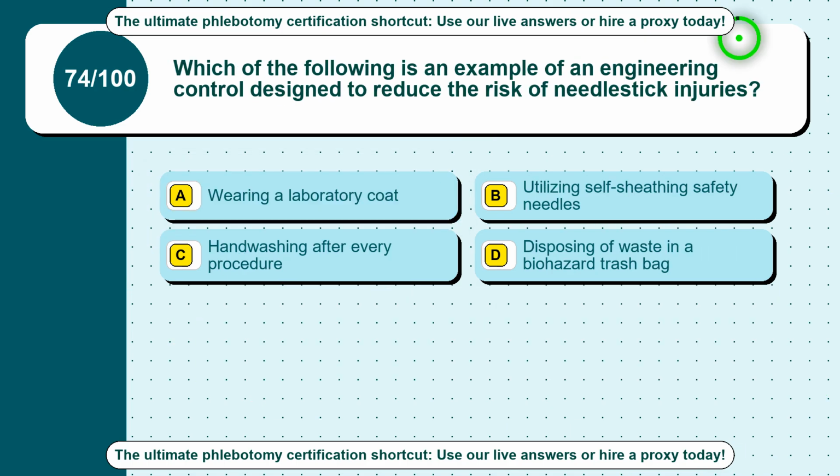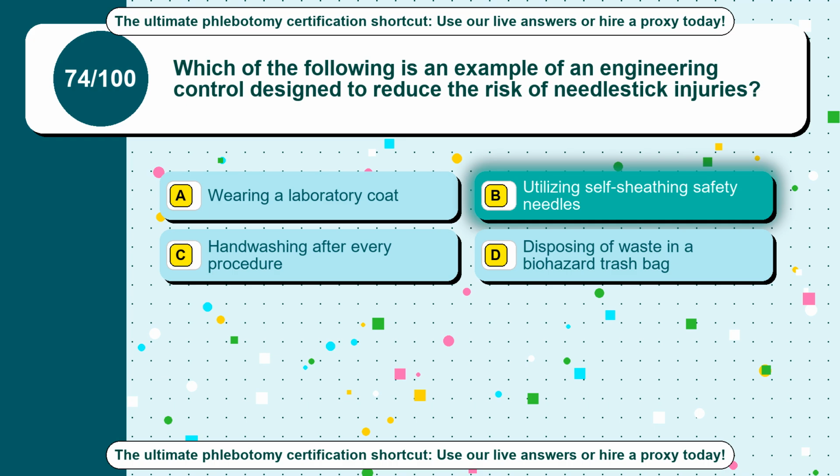Question 74. Which of the following is an example of an engineering control designed to reduce the risk of needle stick injuries? Option A. Wearing a laboratory coat. Option B. Utilizing self-sheathing safety needles. Option C. Hand washing after every procedure. Option D. Disposing of waste in a biohazard trash bag. The correct answer is option B.